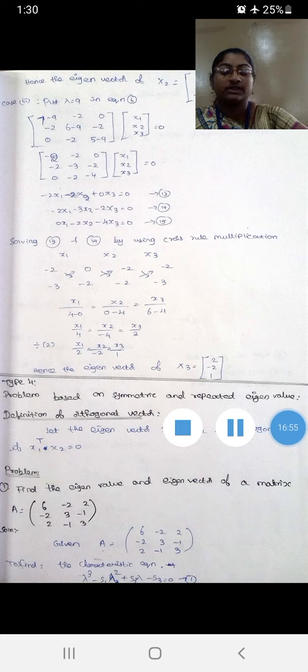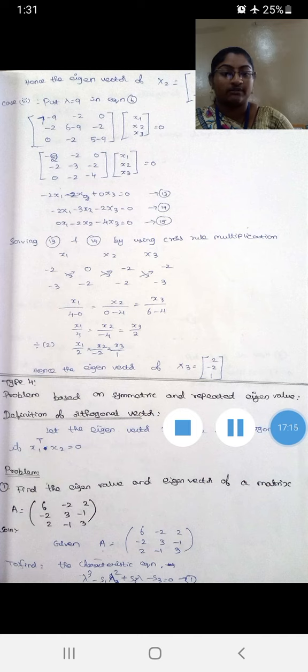Now the problem given here is to find the eigenvalues and the eigenvectors of the matrix A equal to 6 minus 2 2, minus 2 3 minus 1, 2 minus 1 3. See here, my given rows equal its columns, that is 6 minus 2 2 is the first row, and take the column 6 minus 2 2.